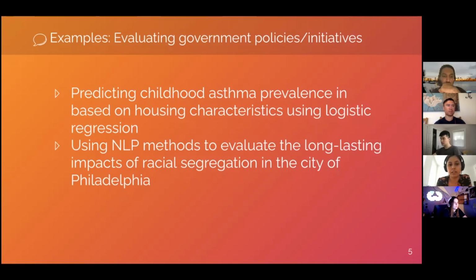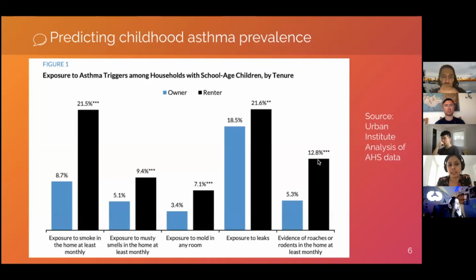And so what we did here is we used logistic regression to predict childhood asthma prevalence based on certain housing characteristics. So that should look somewhat familiar to you. Logistic regression is used a lot to understand these types of questions. And I thought this chart might be useful to understand what we found. And we found that renters tended to experience more asthma triggers than owners.